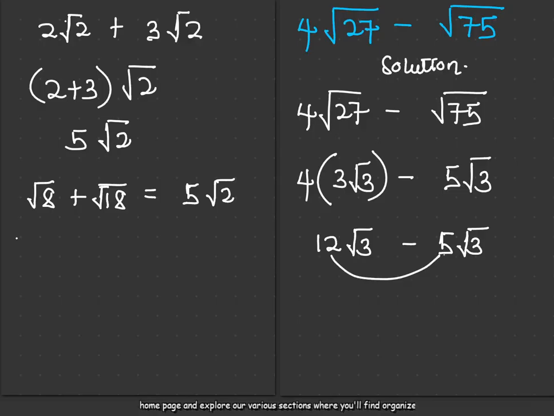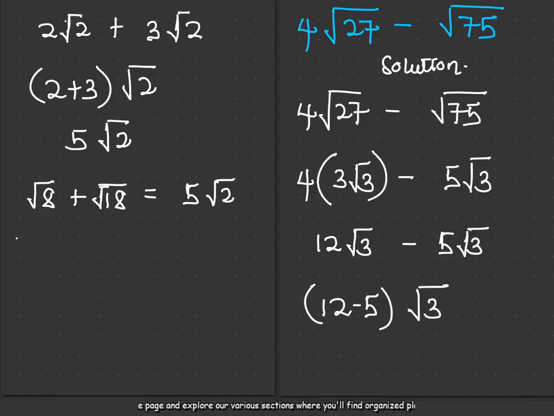You now work only on your coefficients. So 12 minus 5 in one bracket, then root 3. And 12 minus 5 gives us 7. So we have 7 root 3. This now is your final answer. In simple terms, we can only add and subtract surds if they have the same radicand and the same index. If not, then you just leave them as they are without solving.